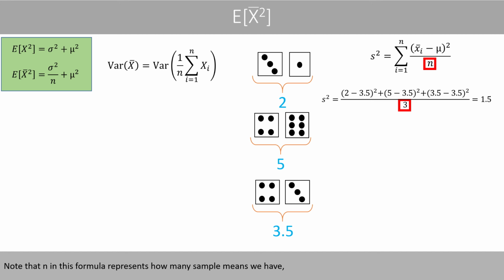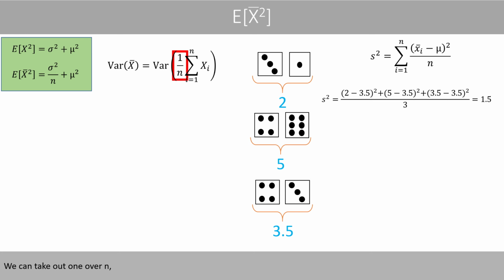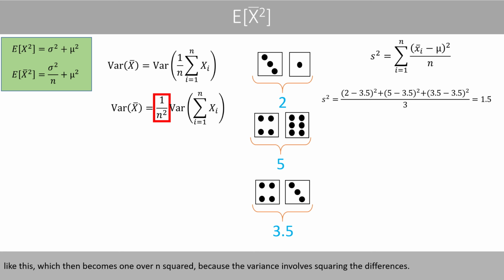Note that n in this formula represents how many sample means we have, whereas n in this formula represents the sample size used to calculate these means, which is here equal to 2, because we calculated the mean based on 2 rows. We can take out 1 over n, like this, which then becomes 1 over n squared, because the variance involves squaring the differences.